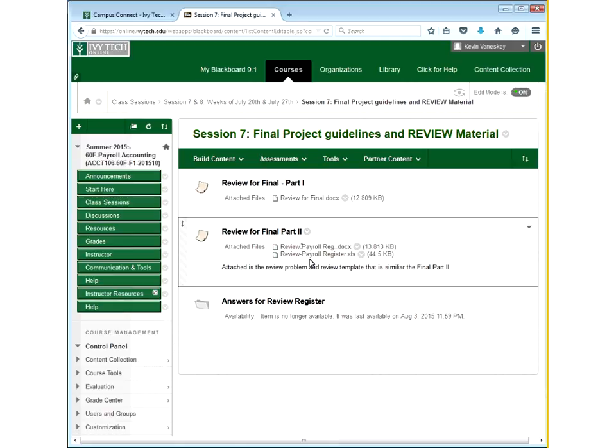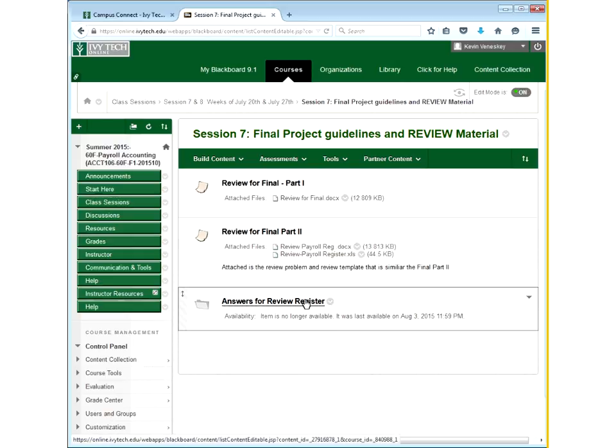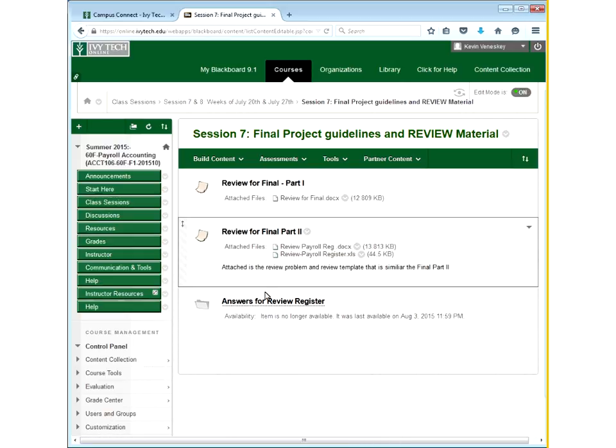This review is pretty similar to the payroll project and to part 2 of the exam. Part 2 of the exam and the payroll project are similar, though the payroll project is a little bit more in depth. You do October, November, December, whereas for the exam part, you'll just do 1 month. So the exam part isn't quite as in depth as the whole project is.